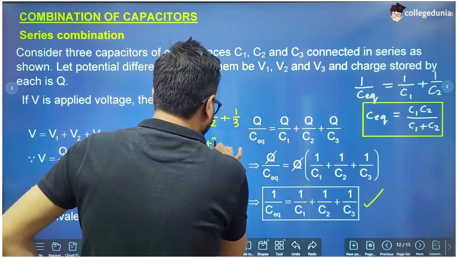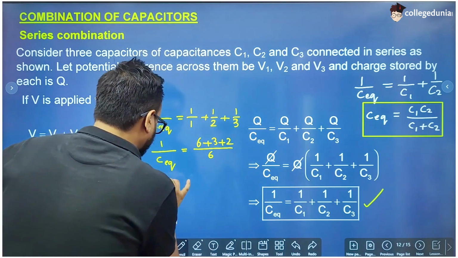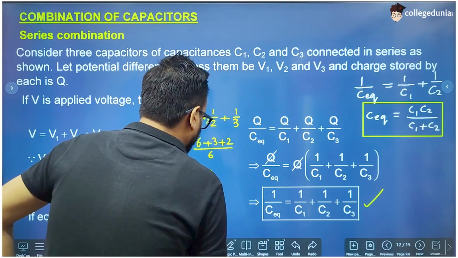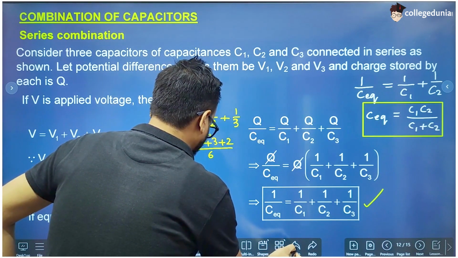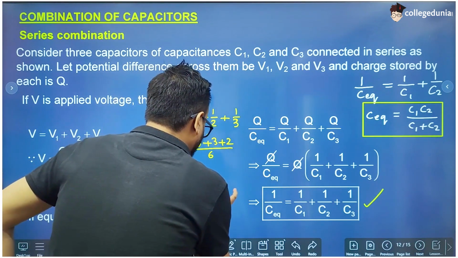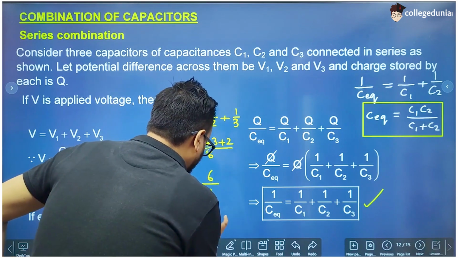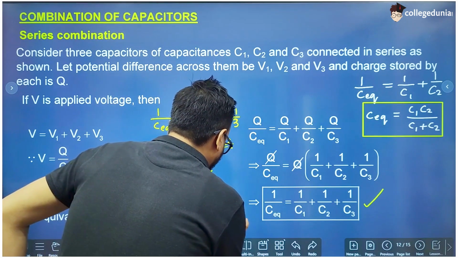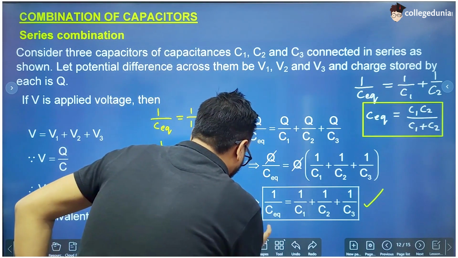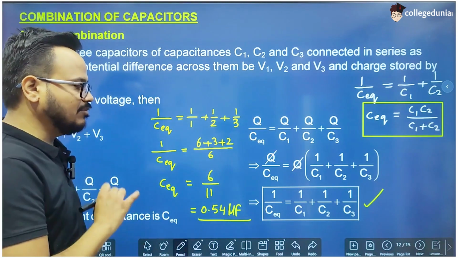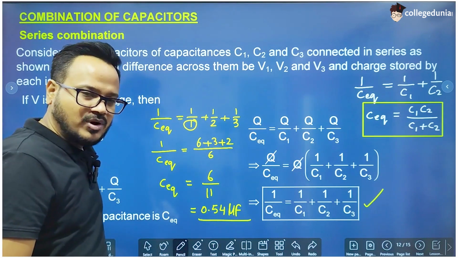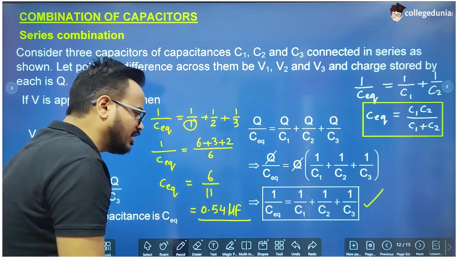LCM is 6. So C equivalent is 6 divided by 11, which is approximately 0.54. Suppose these three were in microfarad, so 0.54 microfarad will be the equivalent capacity, and the smallest of these three was the capacitor of capacity 1 microfarad, and the result is even smaller than that.